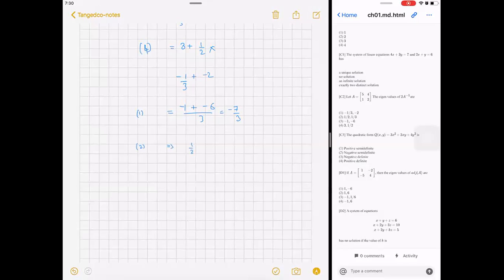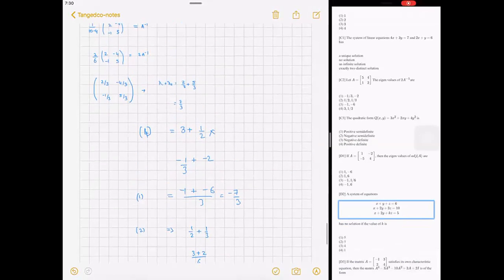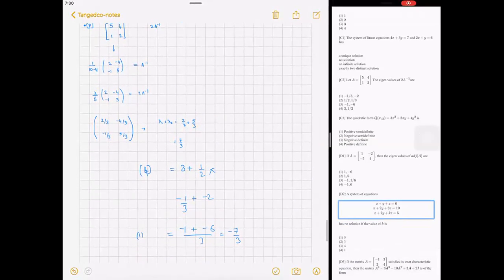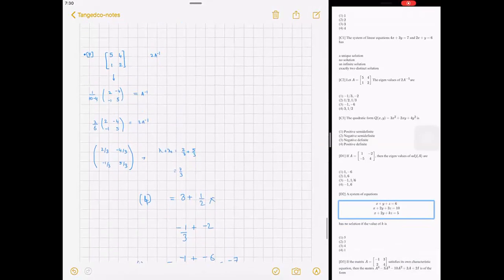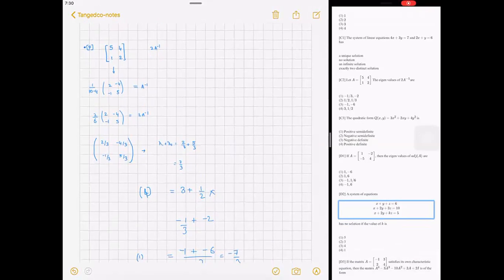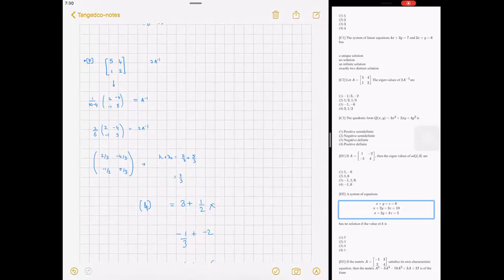Choice number 2, 1 by 2 plus 1 by 3 gives me 3 plus 2 by 6. Yes, so choice 1 seems to be very close, but here we have an issue with the minus sign. Okay, so I'll check. And then what we can do is find the determinant.